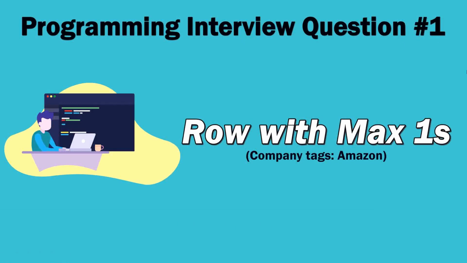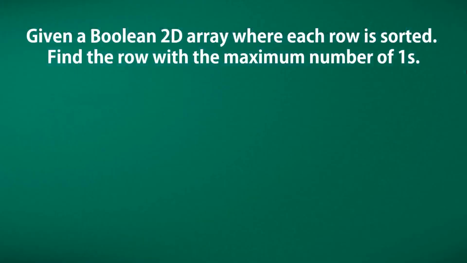So let's get started. The question is, you are given a boolean 2D array where each row is sorted and you need to find the row with the maximum number of ones. Let me explain the problem with an example.